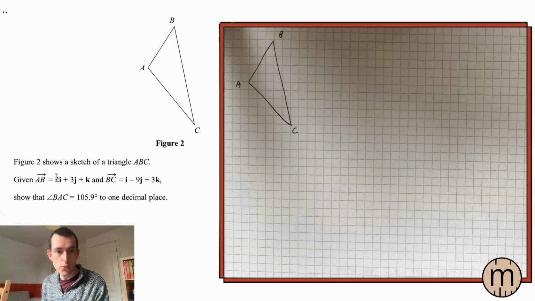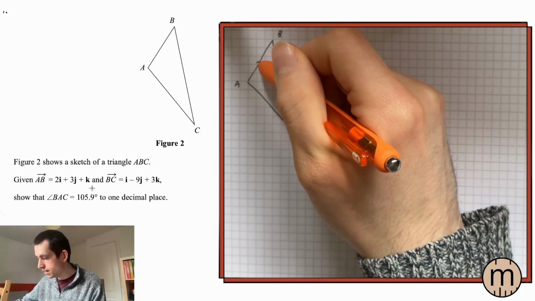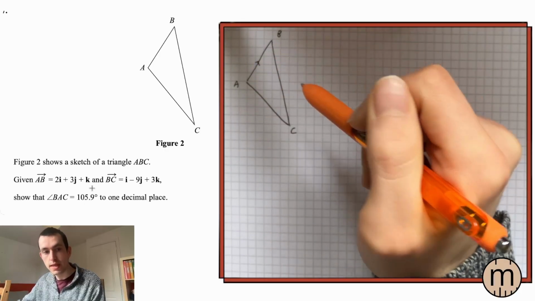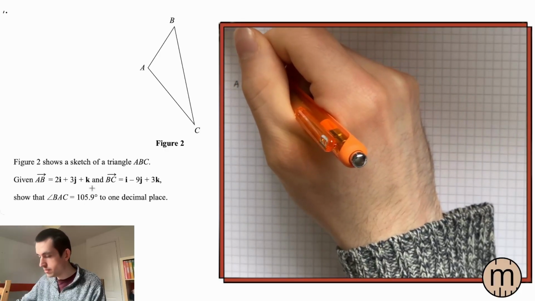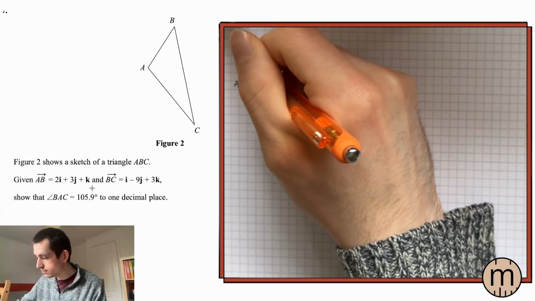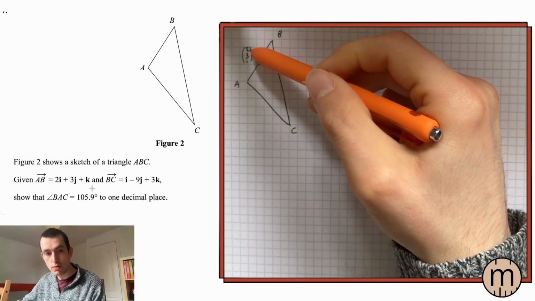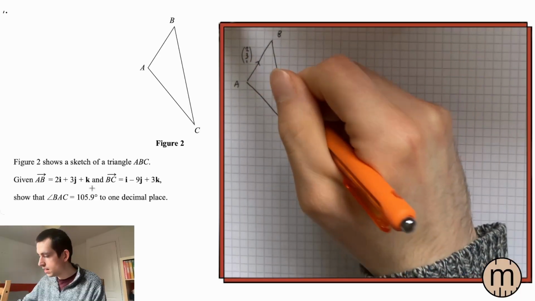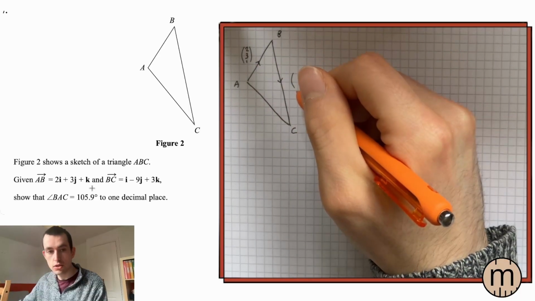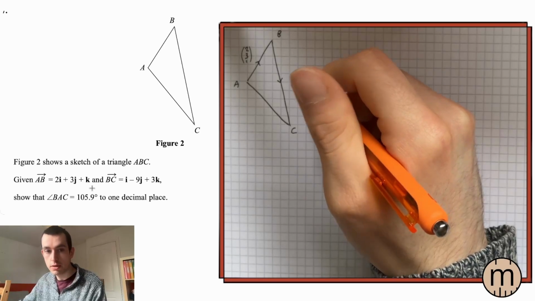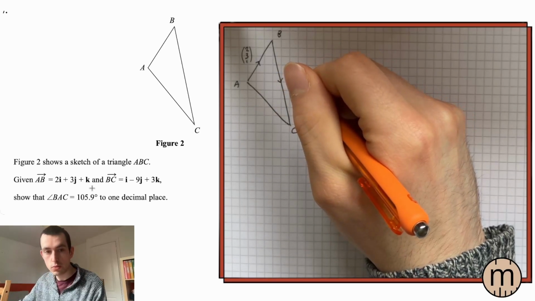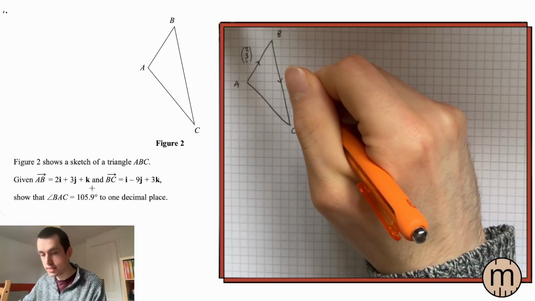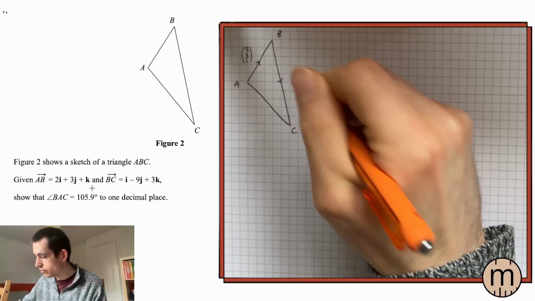Alright, got my sketch. We are given that AB is equal to 2i plus 3j plus k. AB is the vector from A to B. I'm going to personally write it as a vector, where the top number represents the i, middle j, and bottom k. Similarly, BC is i minus 9j plus 3k. I'm going to write that as 1 for i, minus 9 for j, and 3 for k.